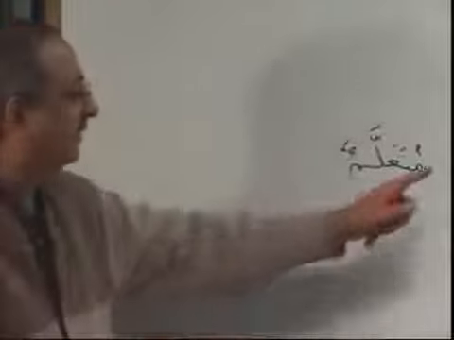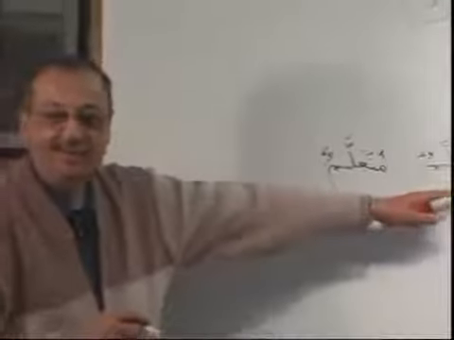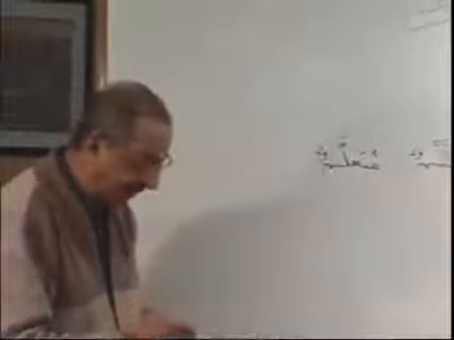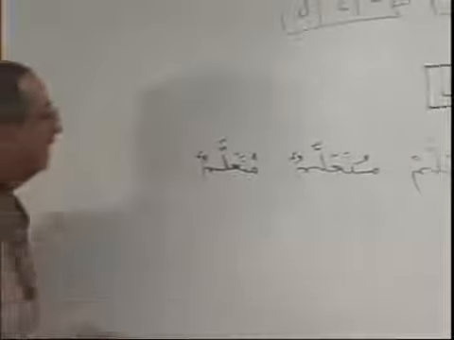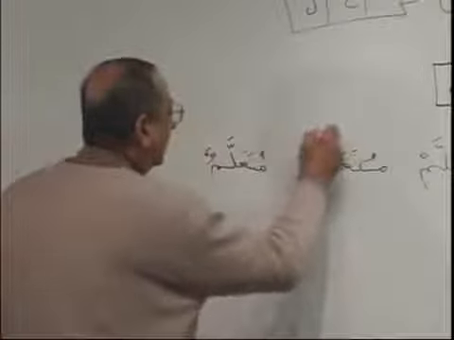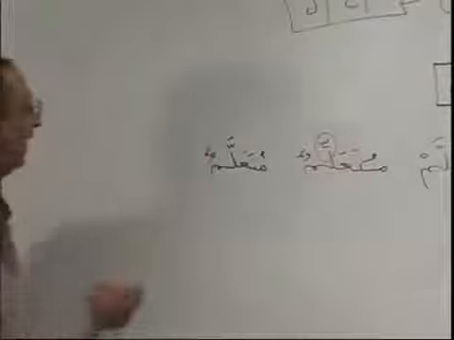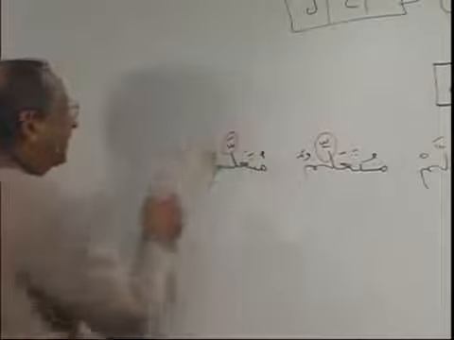Muta'allim, muta'allam. What is the difference, Brother Hassan? The ain kalima in ism fa'il has a kasra, and the ain kalima has a fatha in ism maf'ul. Now, brothers and sisters, let us make masdar.